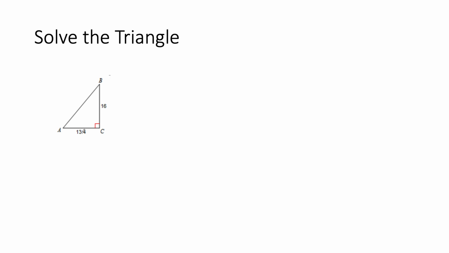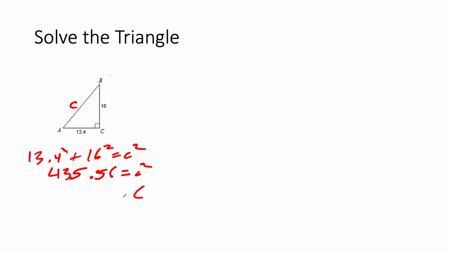What we've done to this point. If I was solving this triangle, the first thing I would do is find this value c by using the Pythagorean theorem. 13.4 squared plus 16 squared is going to be c squared. Square those, add it together, you get 435.56 is c squared. Square root that guy, I get like 20.9. This would be an estimate. We're rounding, right? I think they've got a rounded value there as well.